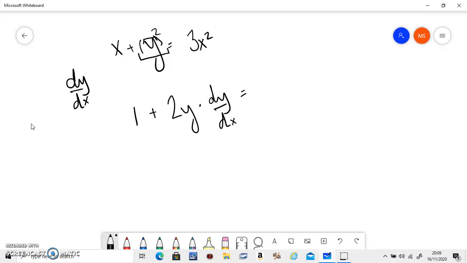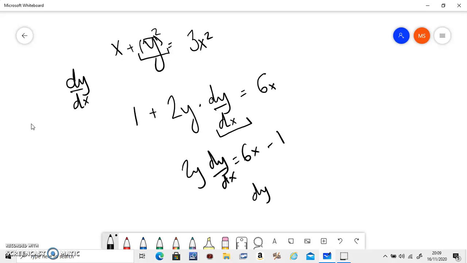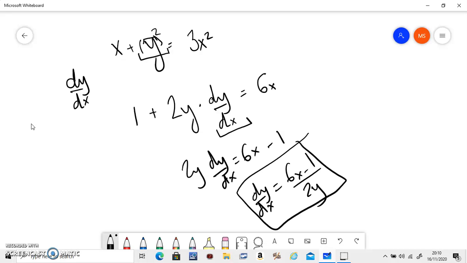Equals, what is the differentiation of 3x squared using the power rule? 6x. And now your job is to leave the dy by dx alone. So move the 1 to the other side. You get 2y dy by dx equals 6x minus 1. So dy by dx is 6x minus 1 divided by 2y. This is your answer. So remember, apply the same rules as before, but the only thing is apply the chain rule whenever you see y in the problem.